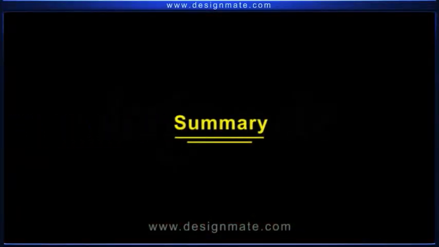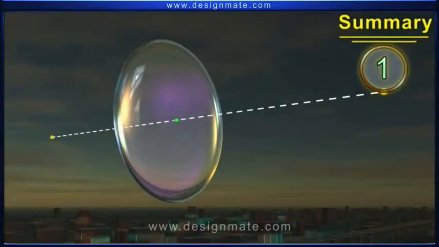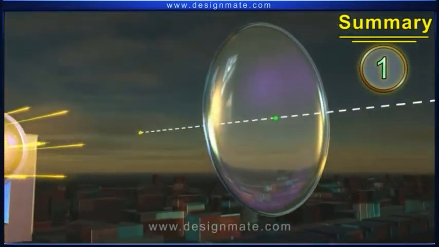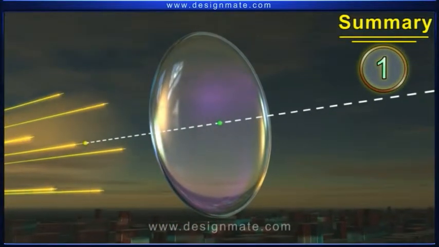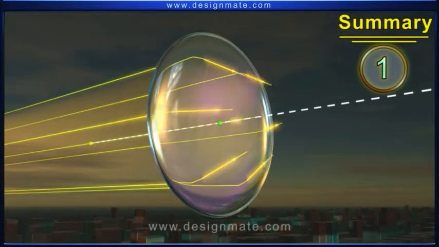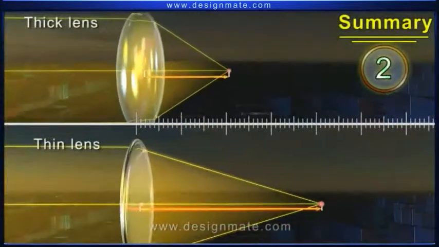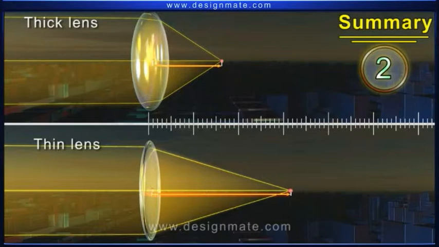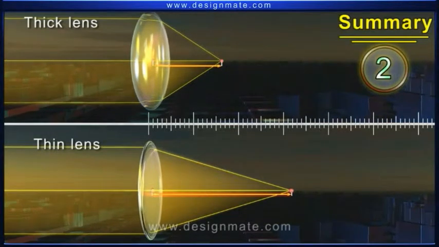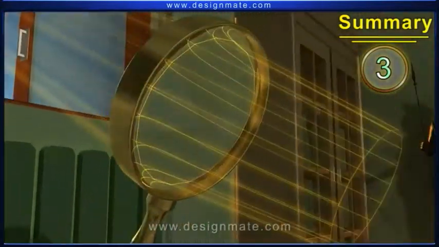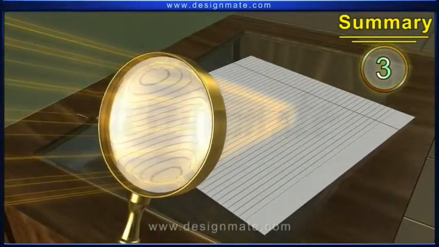To summarize, we have understood that: 1. Light rays parallel to the principal axis and incident on one side of the convex lens undergo refraction and converge at a point on the principal axis on the other side. 2. The focal length of a thinner lens is greater than that of a thicker lens. 3. A real image produced by a convex lens is formed on the other side of the lens.